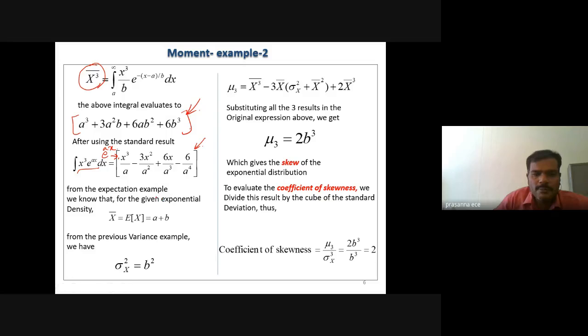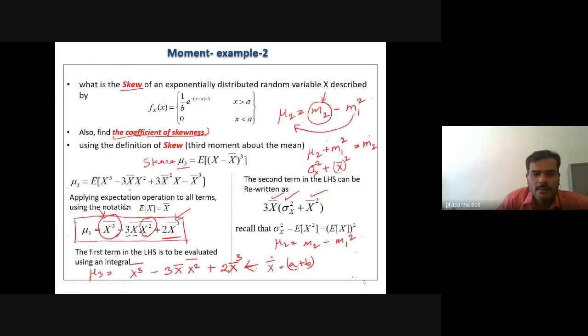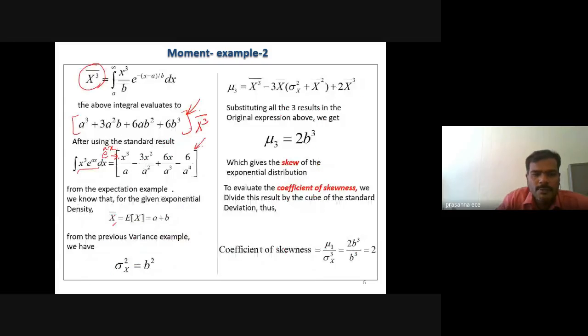Now we know this value x bar. Right now we have evaluated x cube the whole bar, that is E of x cube, and from the previous example we know what x bar is. Now we are going back to the previous expression, mu3 equal to x cube the whole bar minus 3 into... we can substitute for the second term. We know the x bar value, so we substitute it for the third term. Now we are directly going to evaluate this mu3.